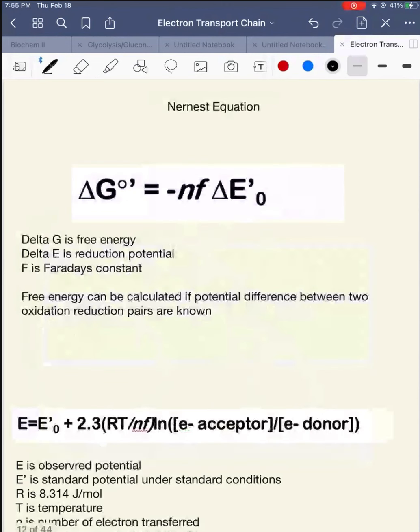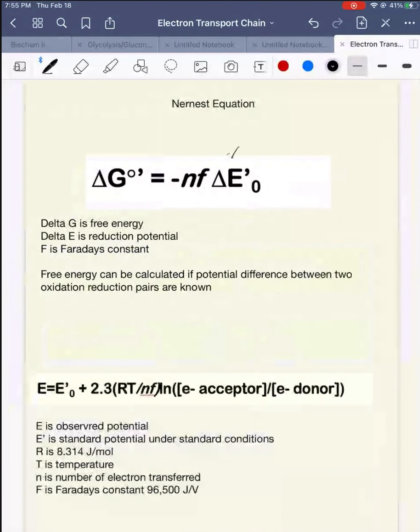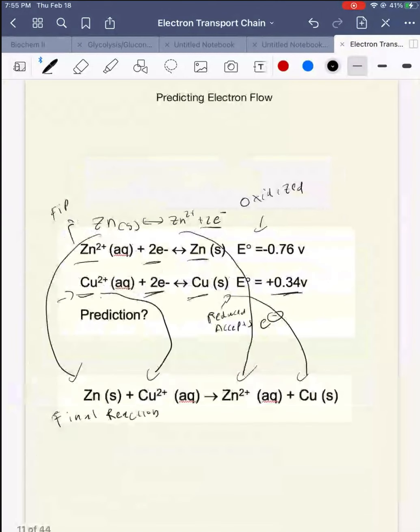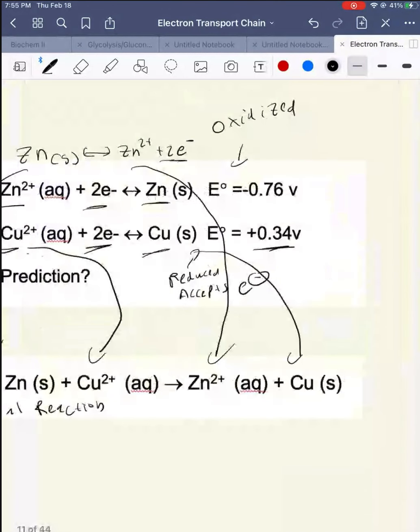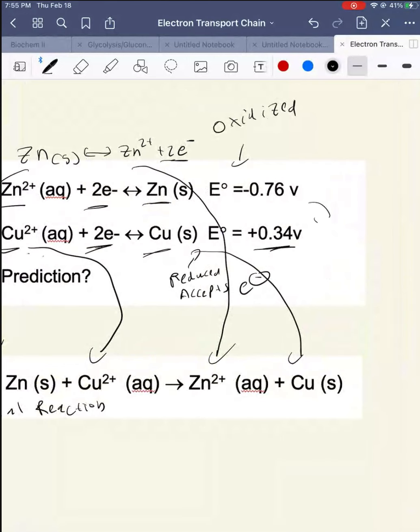Oh, by the way, when we calculate the reduction potential, we add these. Whenever we flip a reaction, we make its potential positive, and then we add them. So this would end up being 1.10, because we flip this one so it's positive, and then we add them. Some people subtract the negative instead. As long as you get the same value, it doesn't matter how you do it.